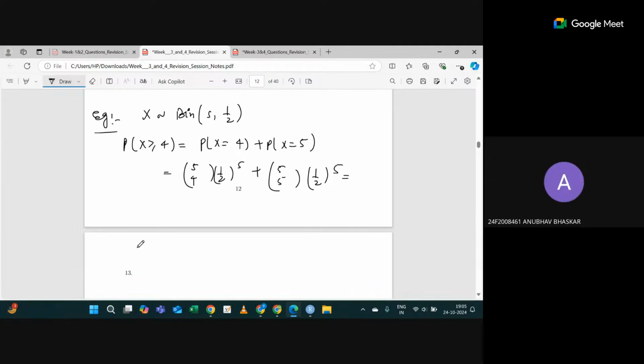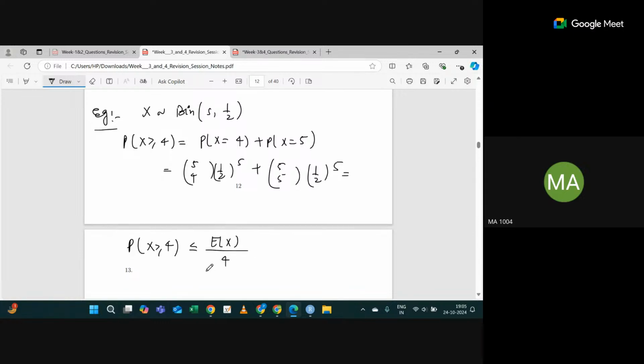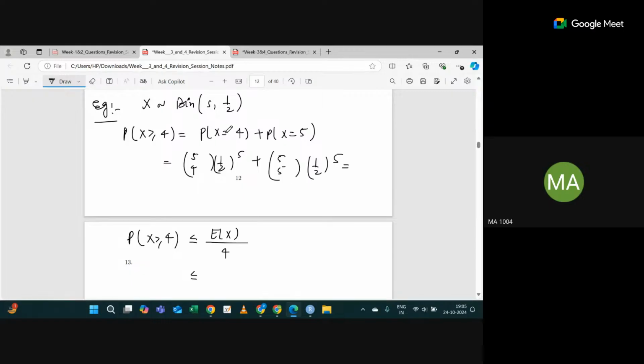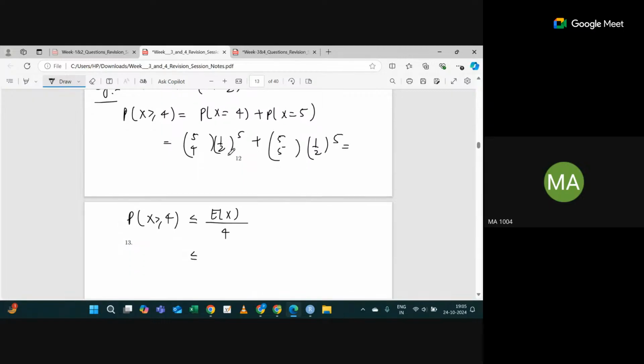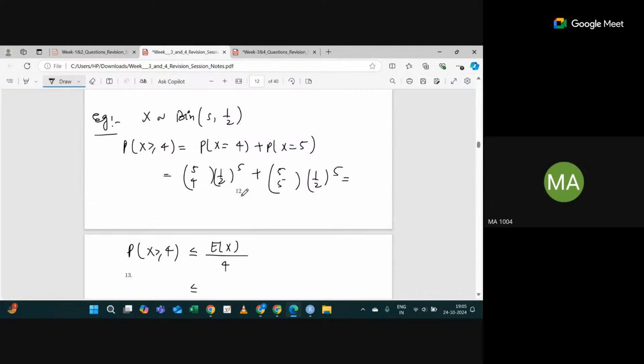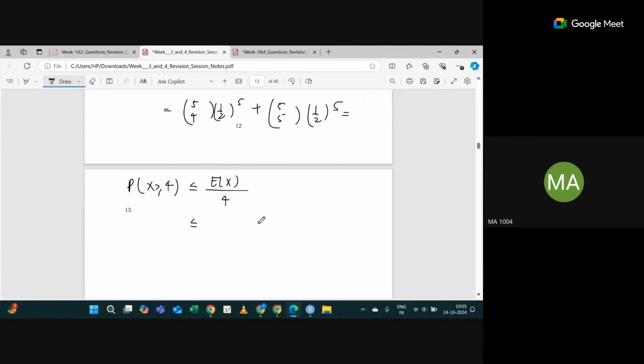And by using Markov's inequality, I can solve this also. This will be less than or equal to the expectation of x divided by 4. And what is the expectation here? It will be 5 into 1 by 2, since in the case of binomial it is n into p. Are you getting my point? So this will be 2.5, so 2.5 divided by 4.